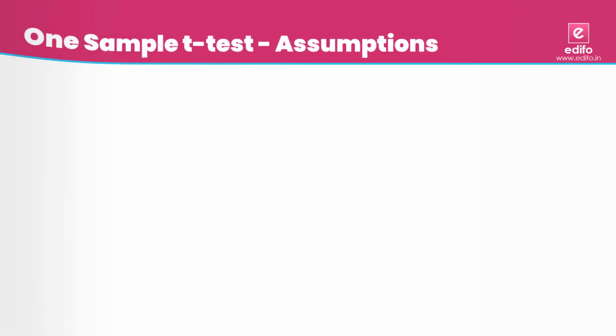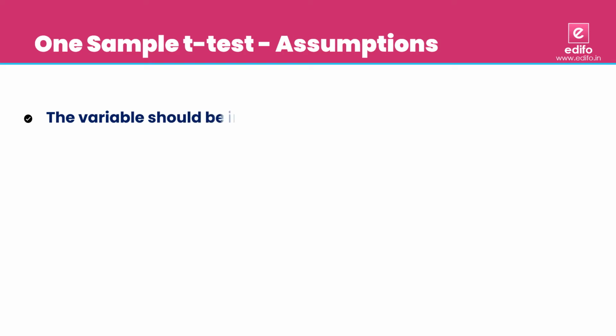Now, we need to understand what are the assumptions of one sample t-test. Because before using a one sample t-test, you need to make sure that your data is fit for conducting a one sample t-test. For a valid result, you need to check whether your data fulfill the assumptions of one sample t-test. Here, we are going to discuss the assumptions of the one sample t-test.